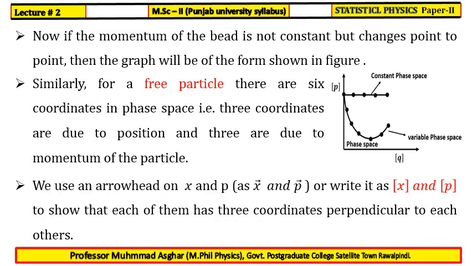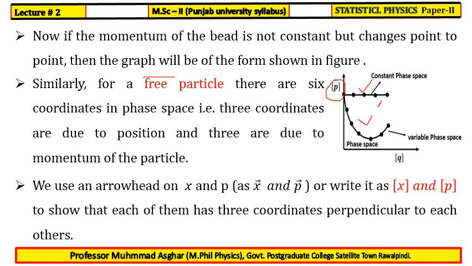So consider phase space for constant momentum and variable momentum. If momentum is constant with respect to time, then we will have a straight line and a constant phase space will be formed. And as we know that momentum depends upon time and changes with respect to time, we will get a variable phase space and we will have a trajectory as shown in the figure.